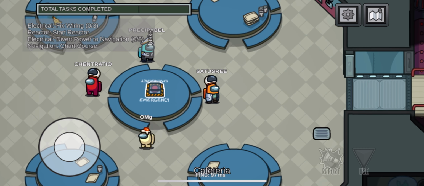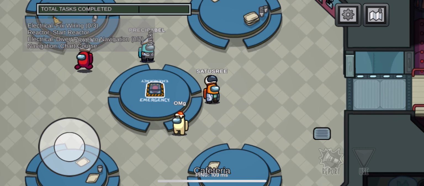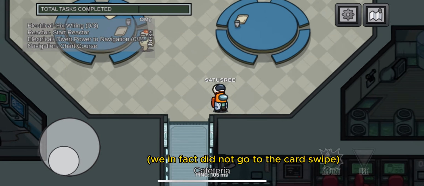Our task for today is learning about Ksp and solubility equilibria. Got it, Captain. What is the first task for today? Let's go to the card swipe.